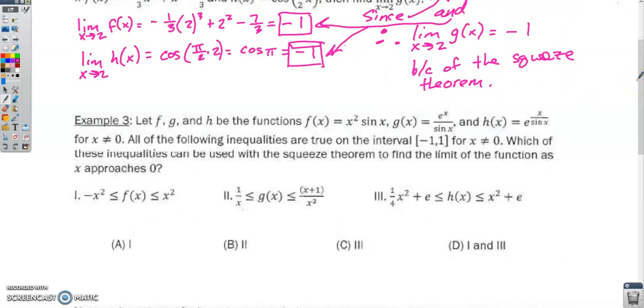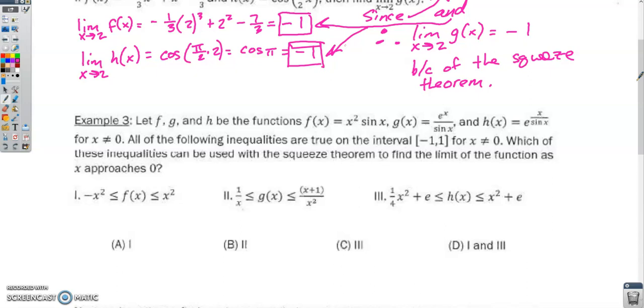It says, let f, g, and h be the functions f of x equals x squared sine of x, g of x equals e to the x sine of x, and h of x equals e to the x over sine of x, for x not equal to 0. All of the following inequalities are true on the interval from -1 to 1 for x not equal to 0. Which of these inequalities can be used with the squeeze theorem to find the limit of the function as x approaches 0? So first we start with statement number 1.